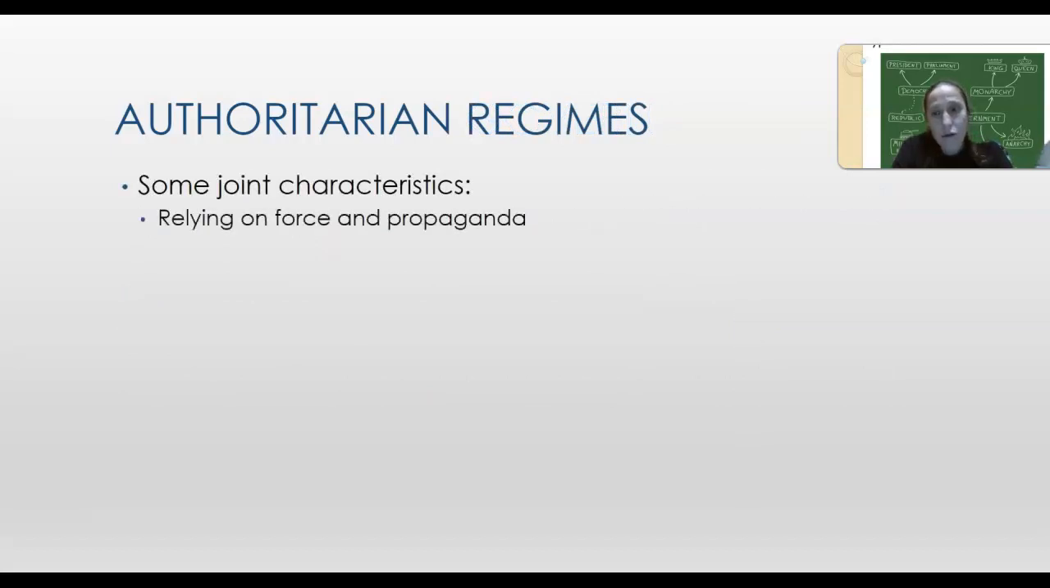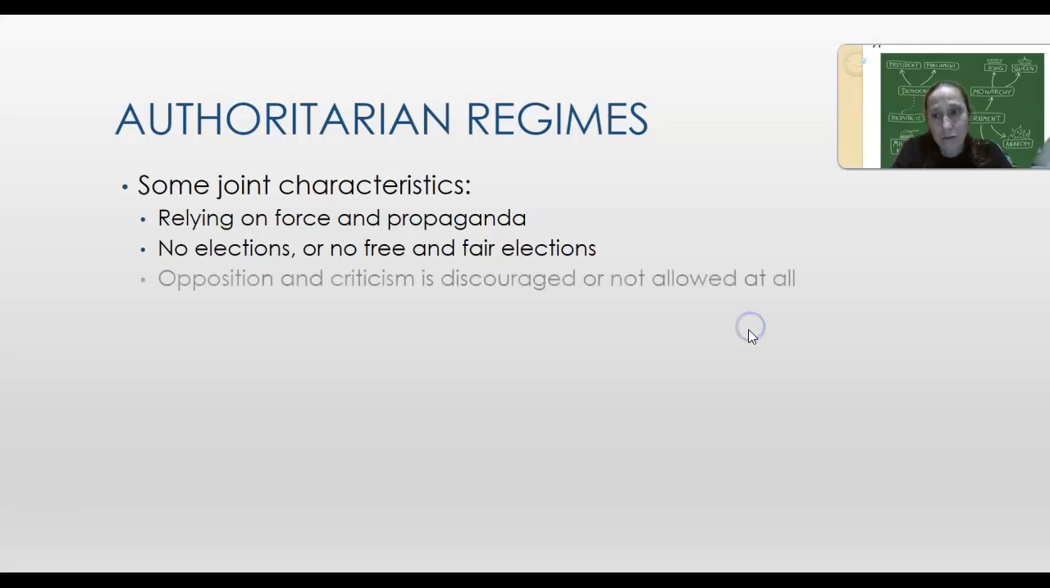Here are some joint characteristics that come along with all authoritarian regimes. For example, they rely on force and propaganda. They do not hold elections, and if they do hold elections, those are not free and fair elections. The opposition is silent or being silenced. Criticism is discouraged or it's not allowed at all.